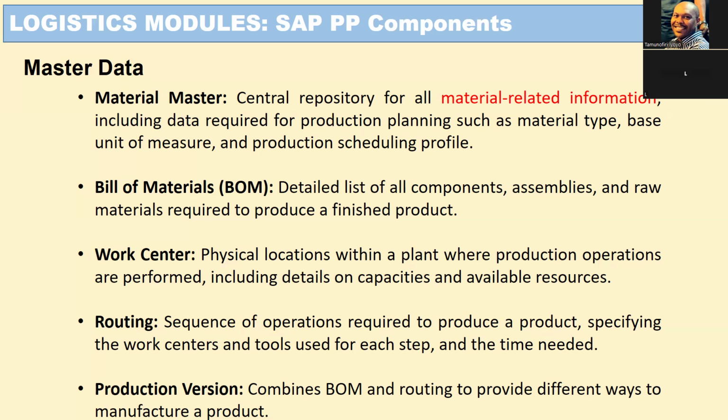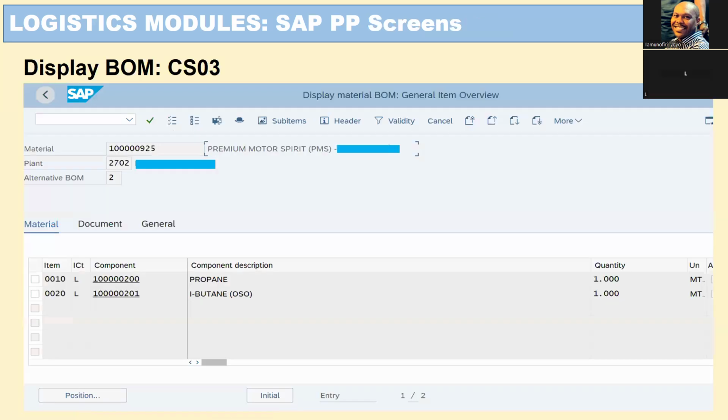We have the routing, which is a sequence of operations required to produce a product, specifying the work centers and tools used for each step, and the time needed. Then we have the production version, which combines the BOM, which is the bill of materials, and routing to provide different ways to manufacture a product.